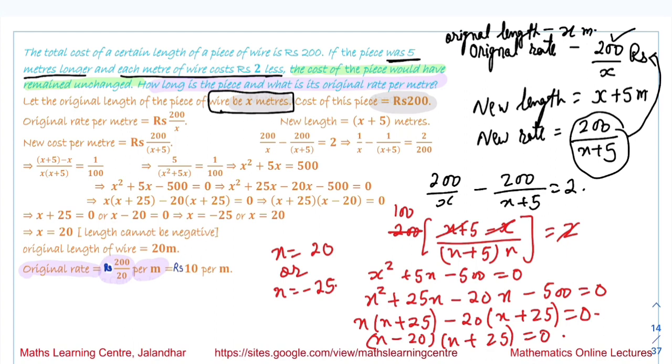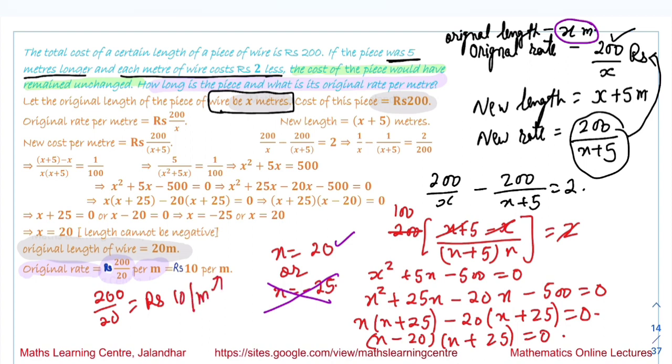Now we are saying that x is equal to minus 25 is not possible because it is the length we are talking about, and length cannot be negative. So we are having x is equal to 20. So the original length of the wire is 20 meter, and the original rate that we have is 200 over 20, which is equal to rupees 10 per meter.